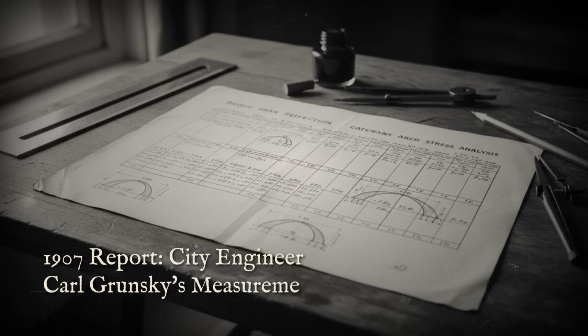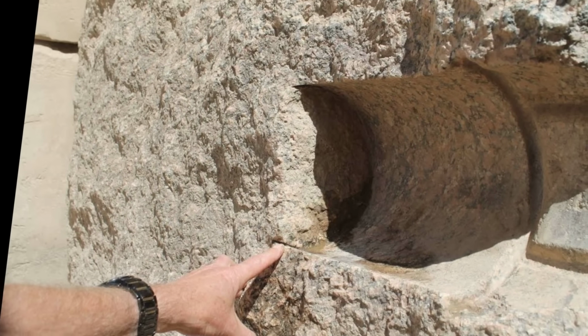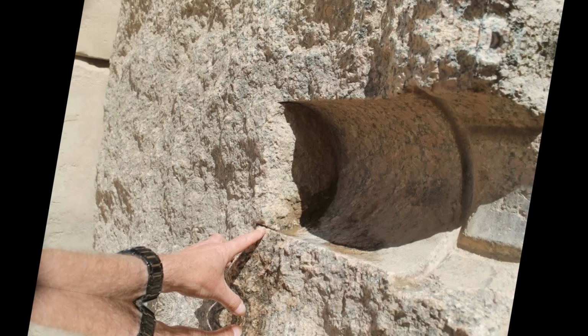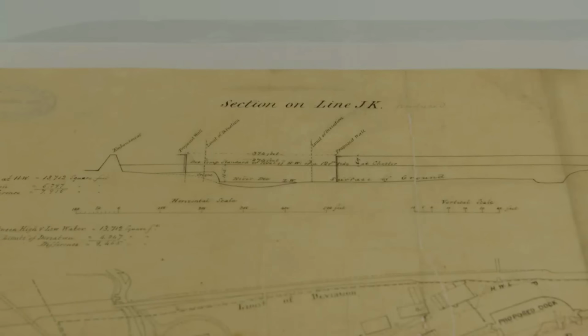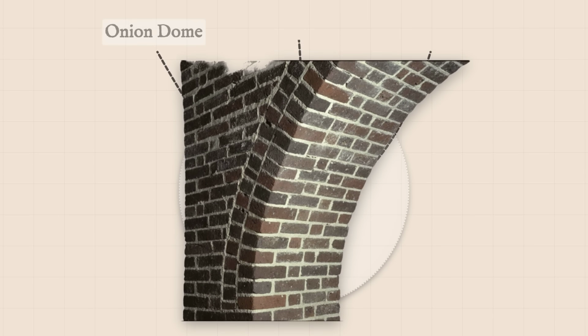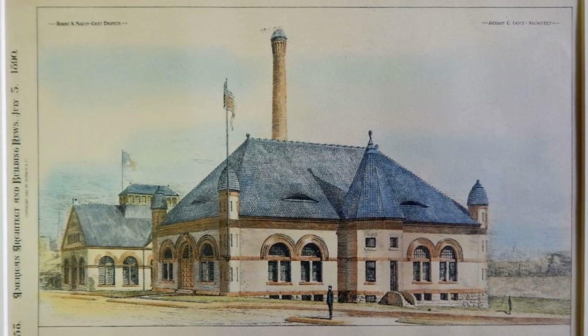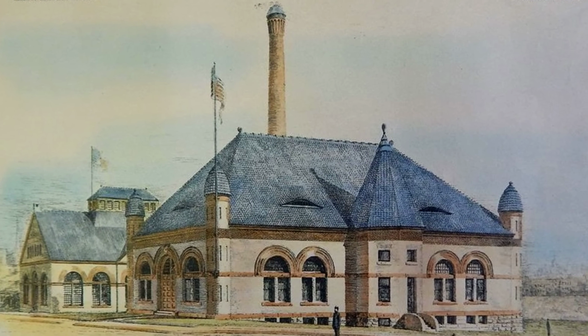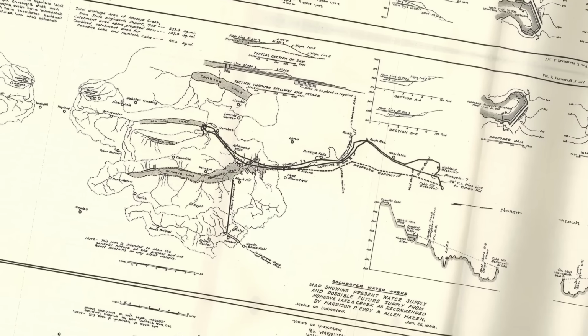The 1907 report by city engineer Karl Grunsky included detailed measurements of the underground sections. His findings noted that chamber volumes exceed operational needs by a factor of 3, that the stonework predates station construction by an undetermined interval, and that the purpose of the excessive volume is unknown. Excessive volume suggests the chambers were designed for functions beyond simple water pumping, but the station's official purpose never varied from their documented role, distributing water pressure through the city's mains.